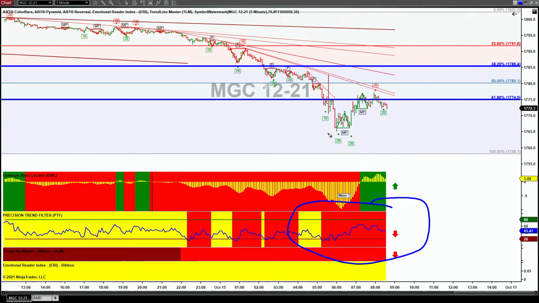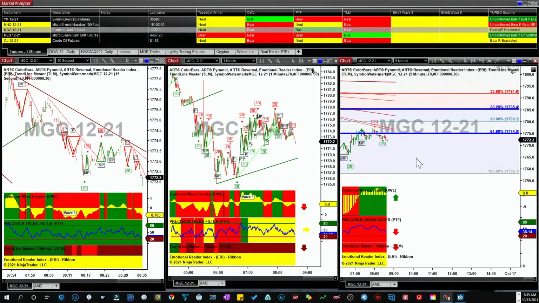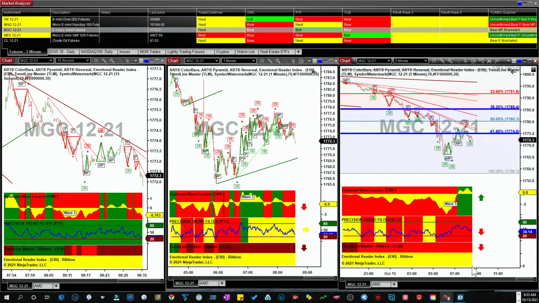But we've got a red PTF, so this low is not the final low, and that makes sense if you're into Elliott wave because that's showing us one more move down. But we have a green here, so we can't go short yet, okay? Got to wait for that to roll over a little more. But that's going to be a great trade before the end of the day.